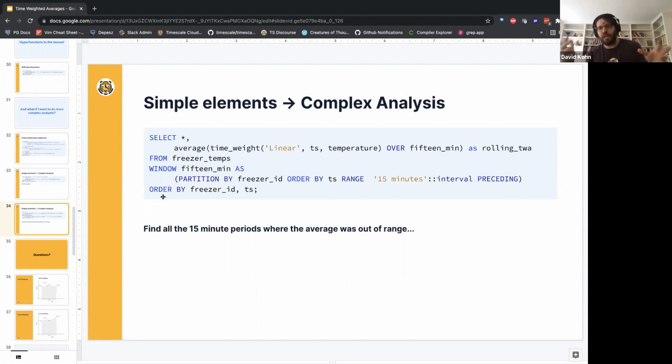LTTB or ASAP smoothing. We also have counter aggregates. Similar to this, where people have things that are supposed to be monotonically increasing counters, but they actually have resets. We have aggregates that take that into account, so you don't have to write horrible window functions to deal with them, and they play nicely with continuous aggregates and take on some of the ways that Prometheus, for instance, can work with counters.